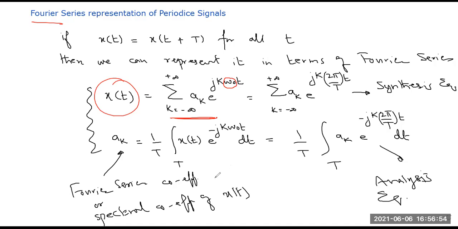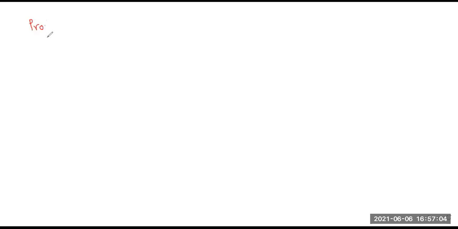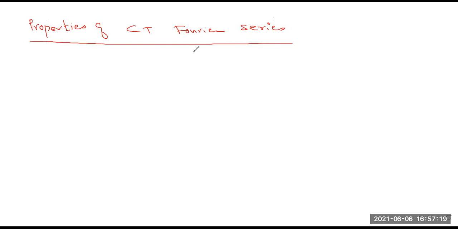So this was a little bit of revision of what we were talking about before midterm. Now let's talk about some of the properties of continuous time Fourier series. We will talk about another Fourier series which is used for discrete time signals, and that will be known as discrete time Fourier series. Right now, we are focusing on continuous time Fourier series.